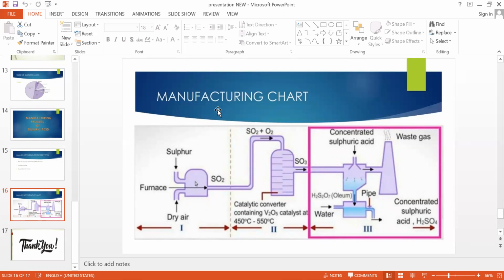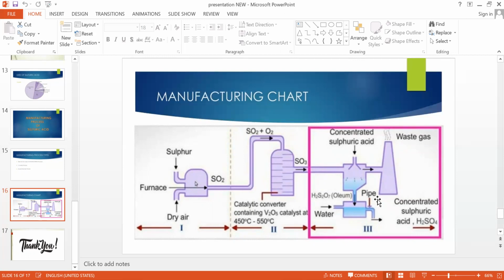Sulfur dioxide is heated with oxygen at 450 degrees Celsius to 550 degrees Celsius, as you can see here, in the presence of a catalyst. This is a reversible reaction, and the formation of sulfur trioxide takes place in the contact process. Converting sulfur trioxide into sulfuric acid cannot be done simply by adding water to sulfur trioxide. The reaction is so uncontrollable that it creates a fog of sulfuric acid.